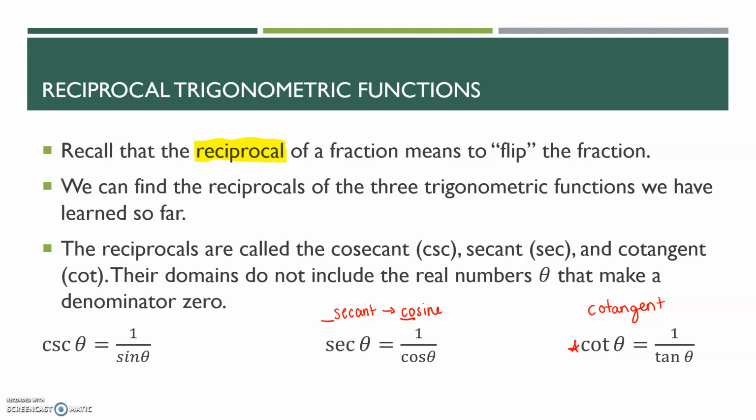It's important to also notice that their domains do not include real numbers theta that make a denominator 0. We are still holding to the rule that the denominator cannot equal 0, because if it equals 0, then that means that we would be dividing by 0, which is not possible. And so that will come into play a little bit today, but especially tomorrow when we go to graph them.